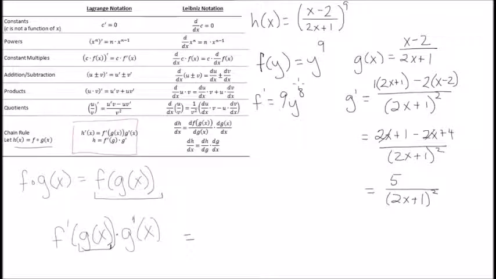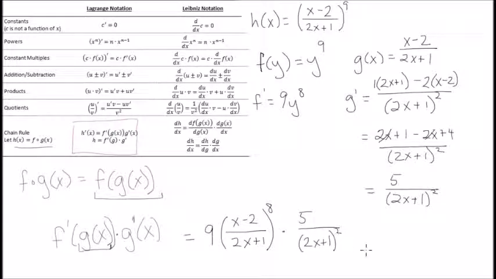I look up at my derivative of the first function. I have 9 times, I'm going to substitute in g of x for y. So that's x minus 2 over 2x plus 1 quantity to the 8th times the derivative of g, which is 5 over 2x plus 1 squared. If I want to, I can go ahead and simplify this a little bit farther.